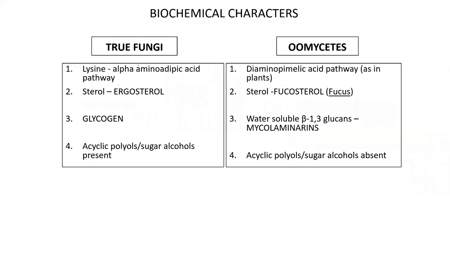Then we move on to the basic biochemical differences between the true fungi and oomycetes, like the synthesis of lysine takes place via alpha amino adipic acid pathway in true fungi, whereas it is diaminopimelic acid pathway in oomycetes. Ergosterol is the sterol, whereas sterol is fucosterol in case of oomycetes. Glycogen is the reserved food material, whereas it is mycolaminarin. Sugar alcohols are present in true fungi, whereas it is absent in the oomycetes.